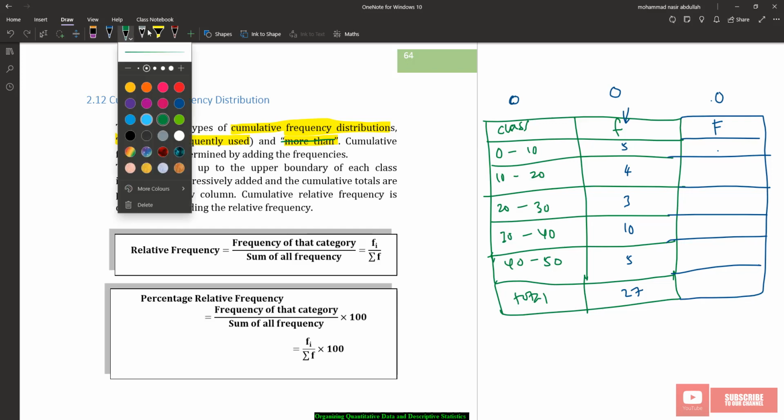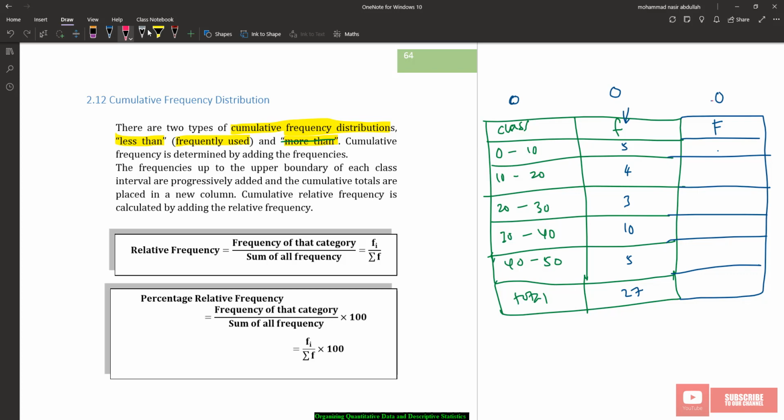cumulative frequency before the first class plus frequency of the first class is equal to cumulative frequency of the first class. This one should be 5. 5 plus 4 should be equal to 9. 9 plus 3, 12. 12 plus 10, 22. 22 plus 5 is 27. And the last value of cumulative frequency should equal the total frequency, which is the summation of f.